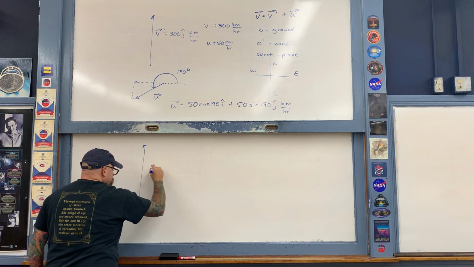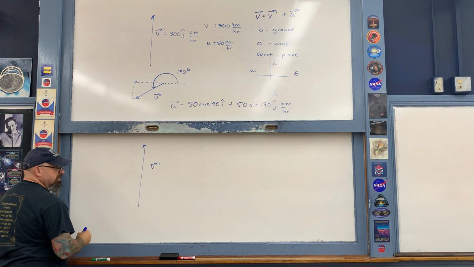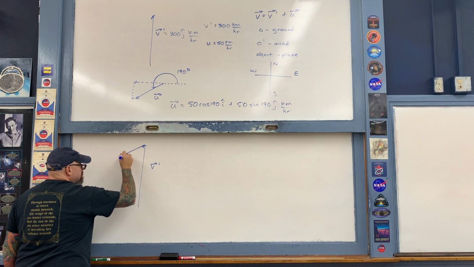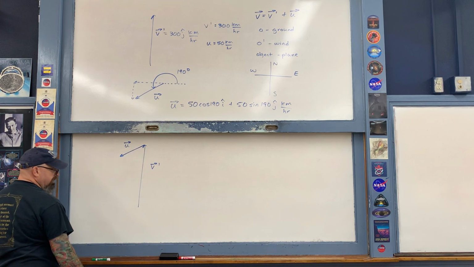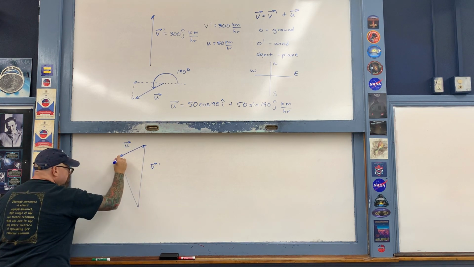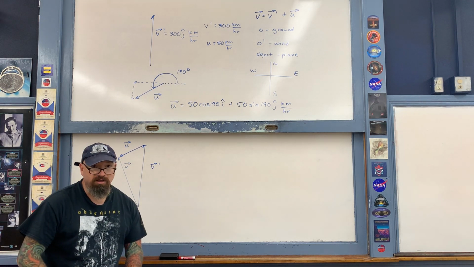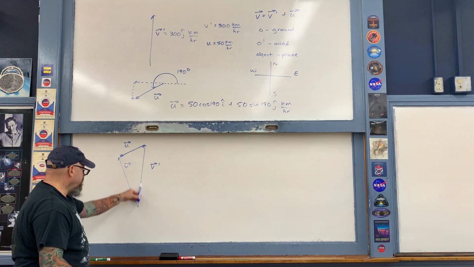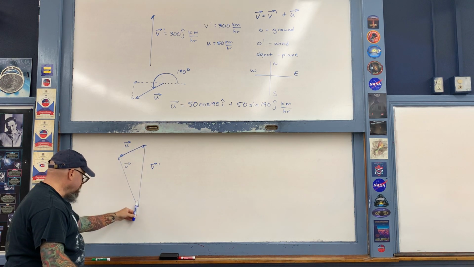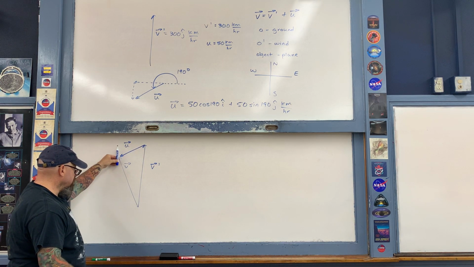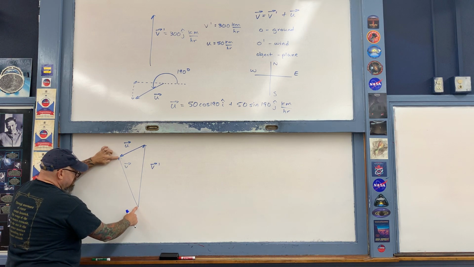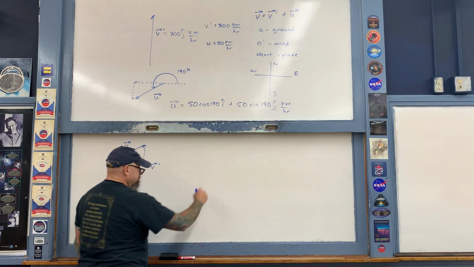So v prime, that is the velocity of the plane with respect to the wind, plus u, the velocity of the wind with respect to the ground, equals our unknown, the velocity vector v. This right here is the velocity of the plane relative to the ground. So v prime plus u is equal to v like so. Okay, now here is our unknown vector v. Let's go ahead and draw it off to the side, like this.